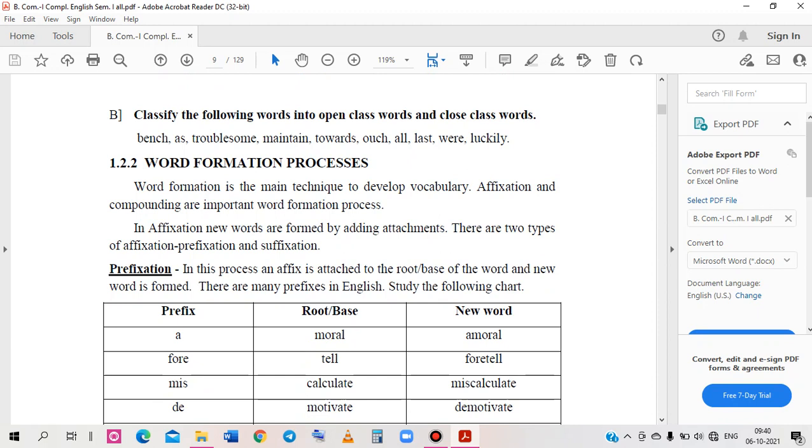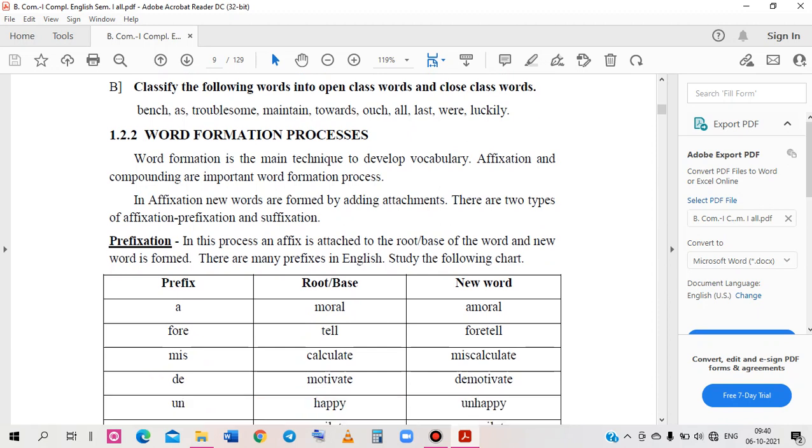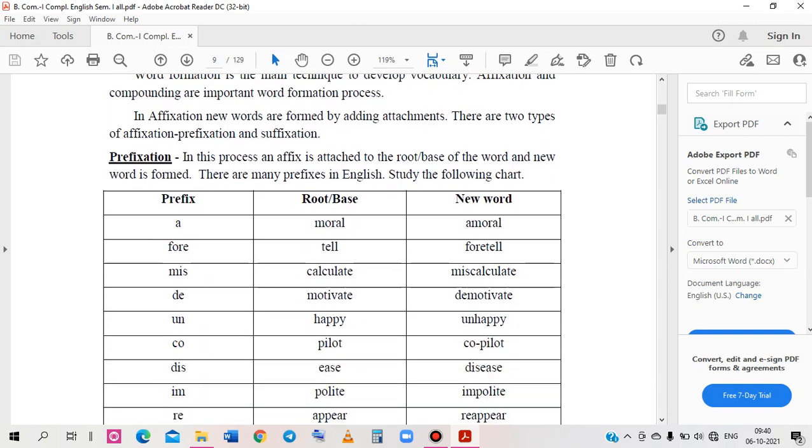In affixation, new words are formed by adding attachments. There are two types of affixation: prefixation and suffixation. So what is a prefix and suffix? Let's see. In this process, an affix is attached to the root base of the word and a new word is formed. There are many prefixes in English. A prefix is added at the starting of the main root word.